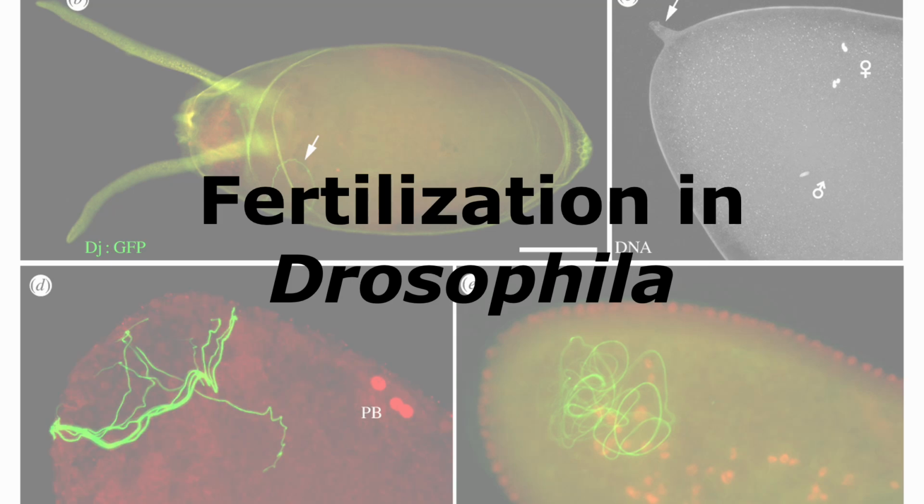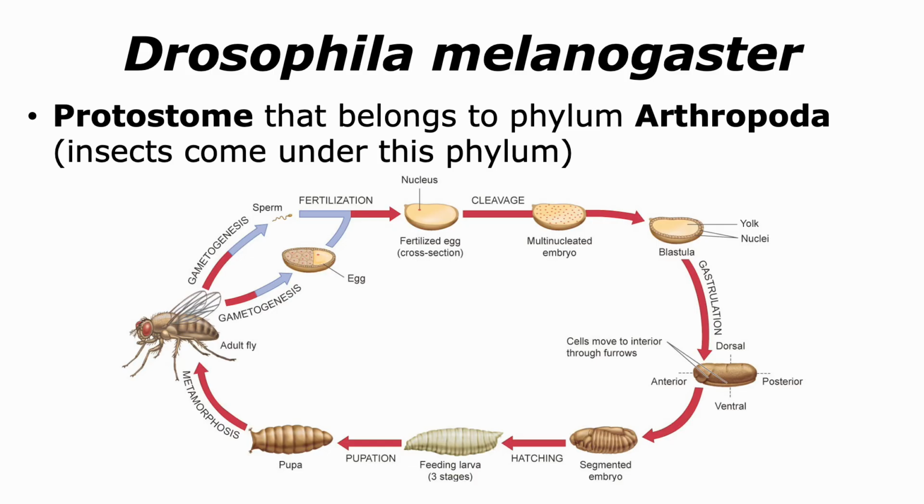Welcome to the Development in Drosophila module. In this talk, we're going to learn about the process of fertilization. Drosophila is a protostome that belongs to the phylum Arthropoda. All insects and arachnids come under this phylum.